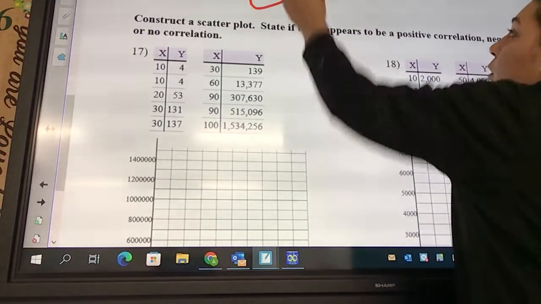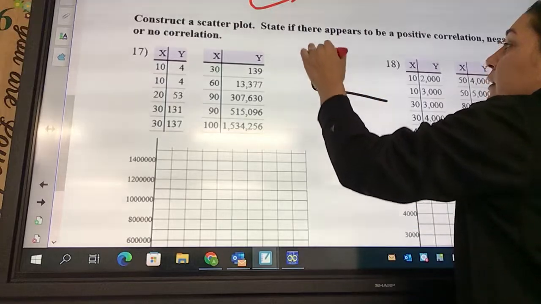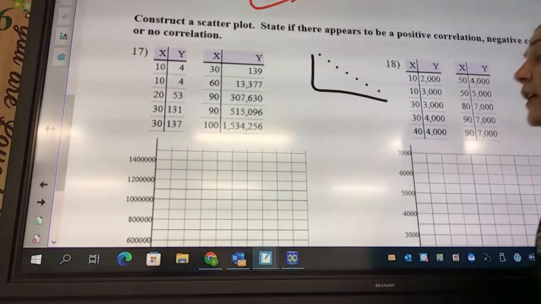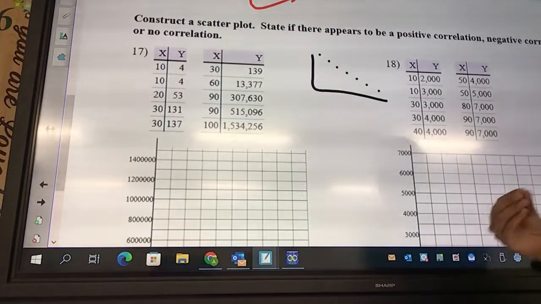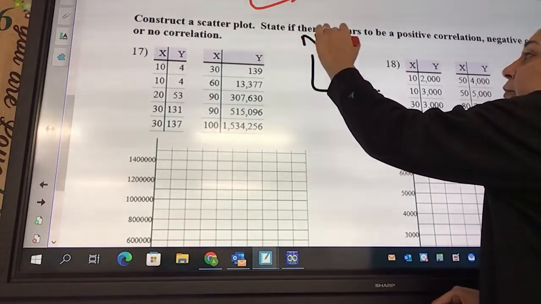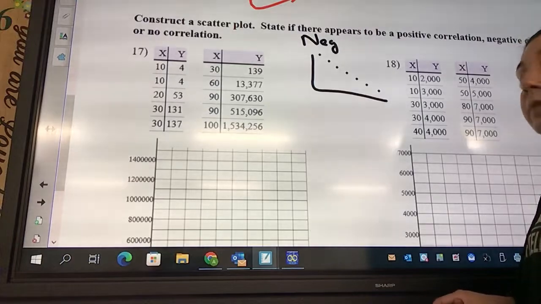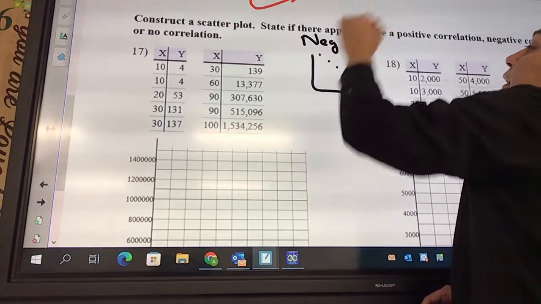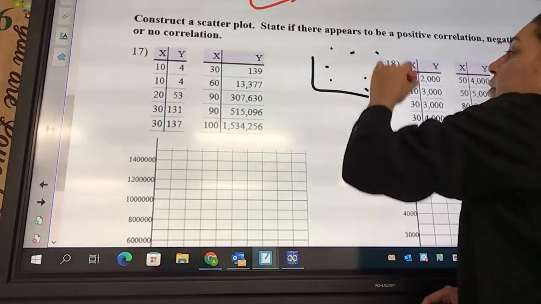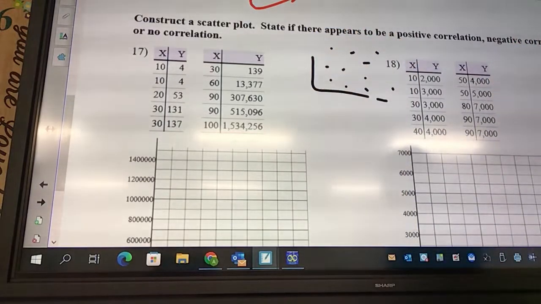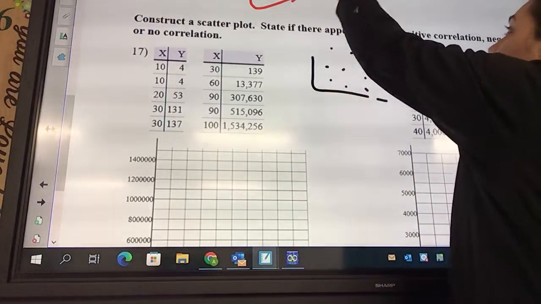A negative one is going to look like this, if they're going down. And same thing, even if there's a random one here or a random one there, overall, the majority of the points are going down, so it's going to be a negative correlation. And then lastly, we have a no correlation, and that's where your dots are just random. So that one's going to be a no correlation.